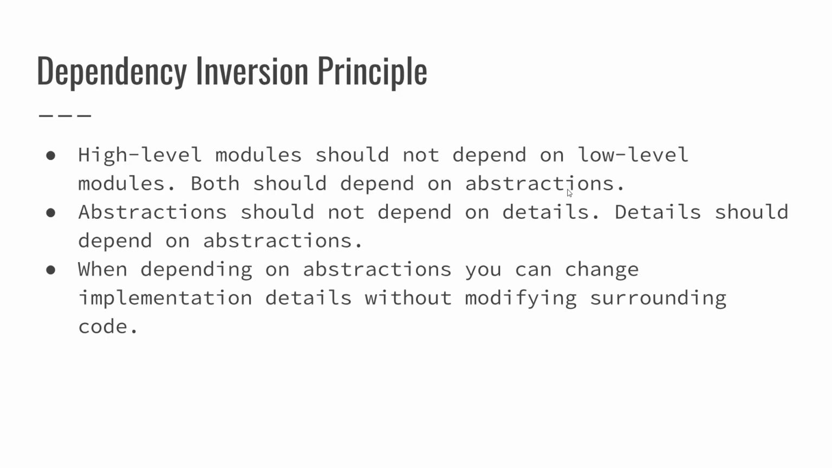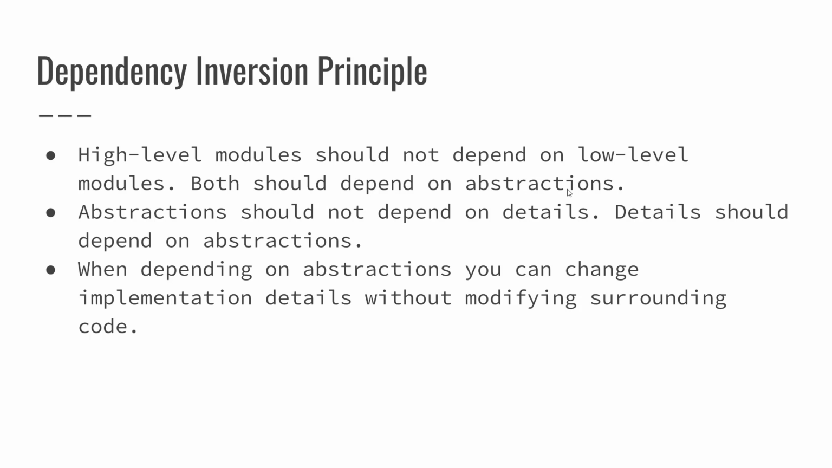All right, so lastly, the dependency inversion principle. Now, what it says is that high level modules should not depend on low level modules. Both should depend on abstractions. Abstractions should not depend on details. Details should depend on the abstractions. So, what does this mean? Well, the last point here summarizes what this means. So, when depending on abstractions, you can change implementation details all without modifying the surrounding code.